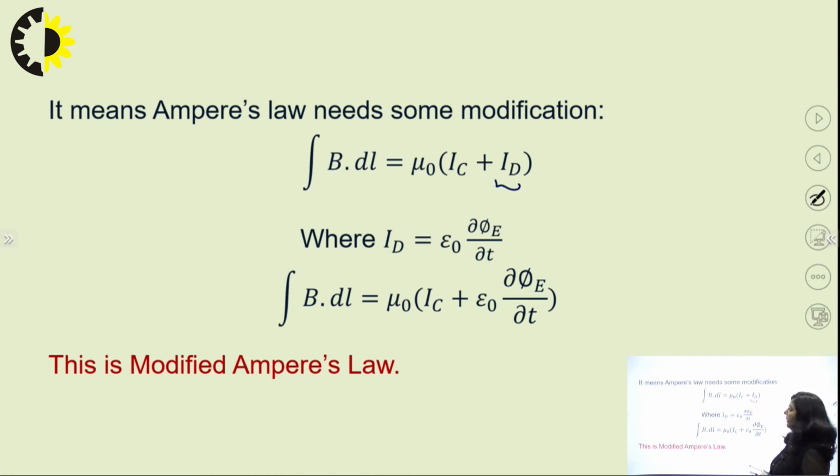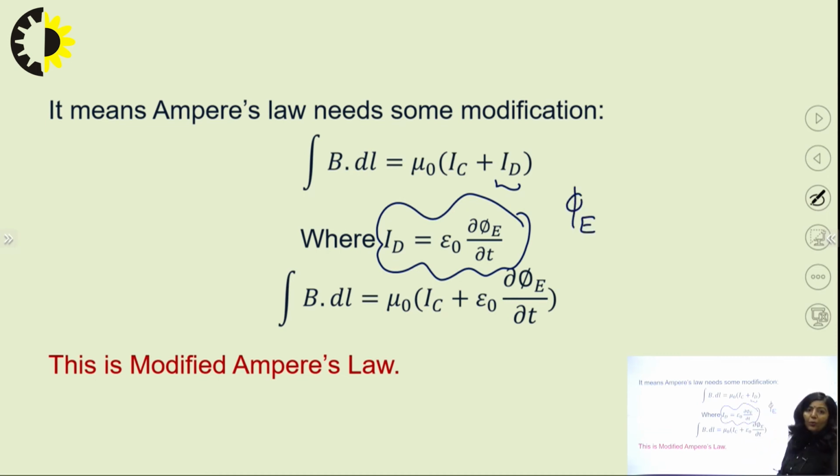And the value of this displacement current is epsilon naught d phi E by dt, where phi E is representing the electric flux. And you know, electric flux is actually the product of electric field and area. So this term, rate of change of electric flux, is representing the time varying electric field.